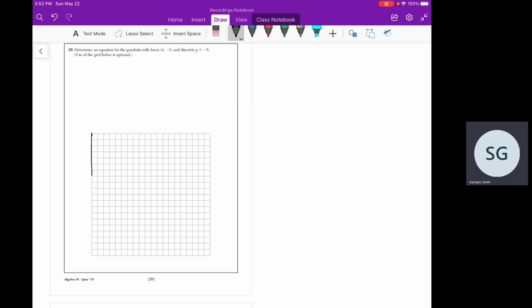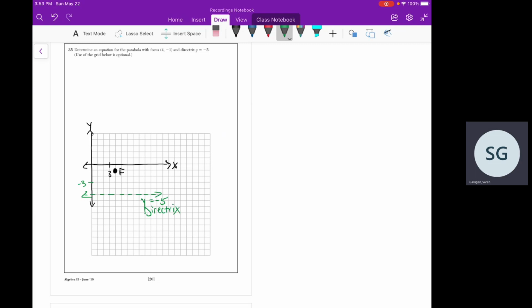So I'll just draw an XY axis. Now this is just for my own eyes here. My focus is at 1, 2, 3, 4, -1. This is my focus. And my directrix is at y equals -5. 1, 2, 3, 4, 5. My directrix is at y equals -5.